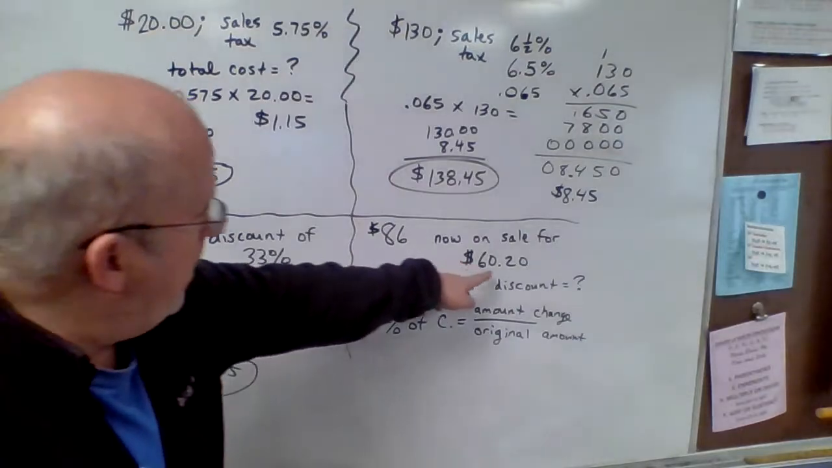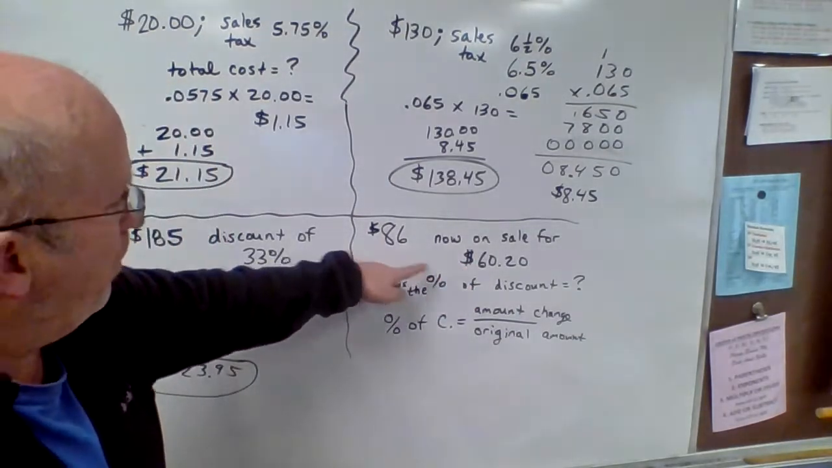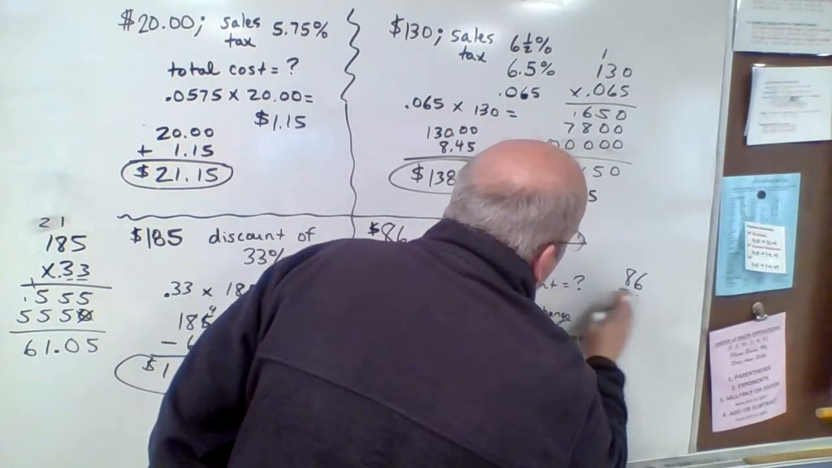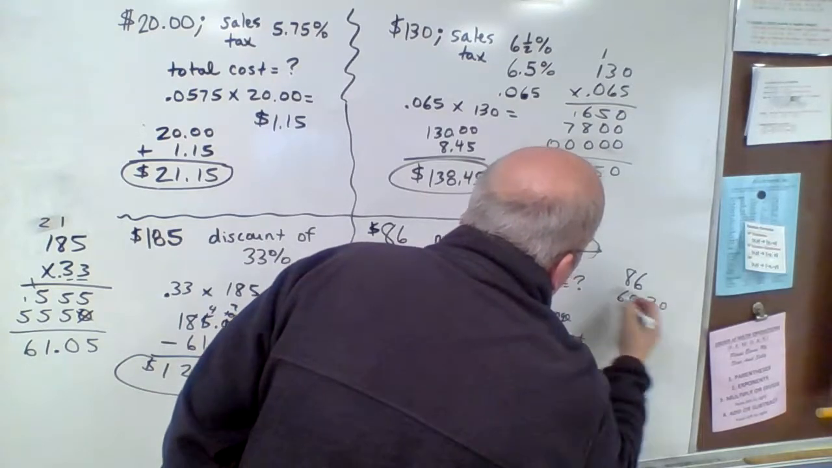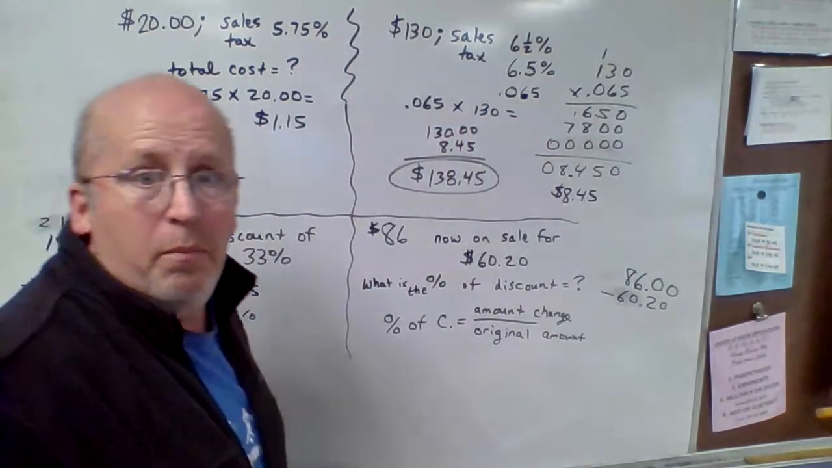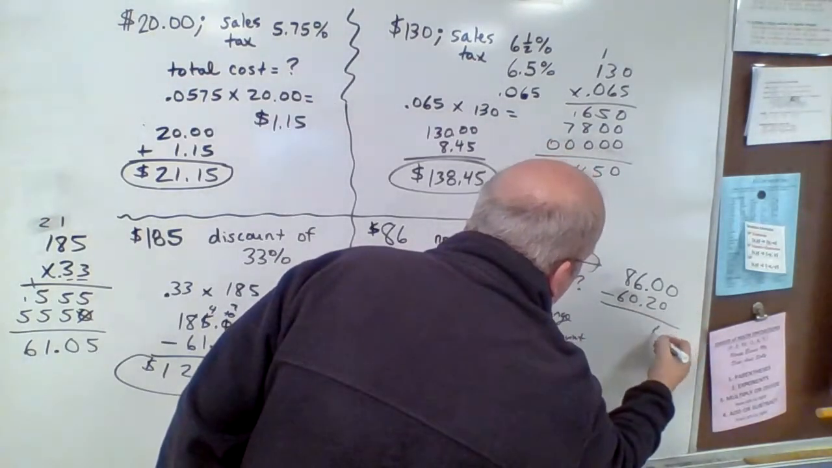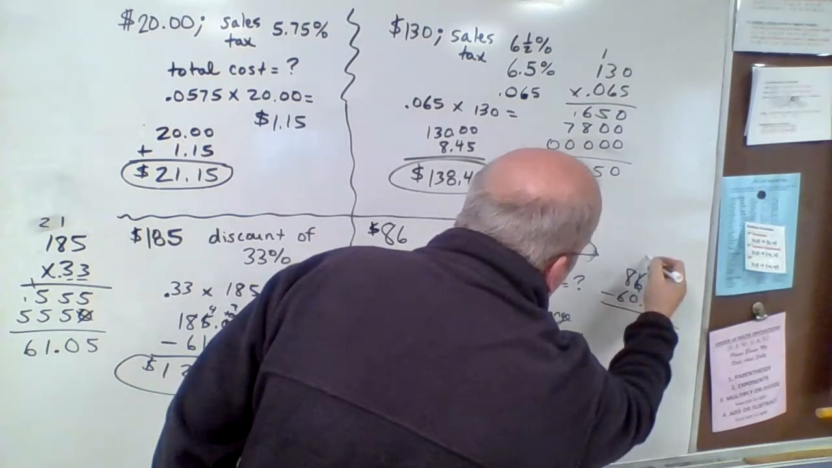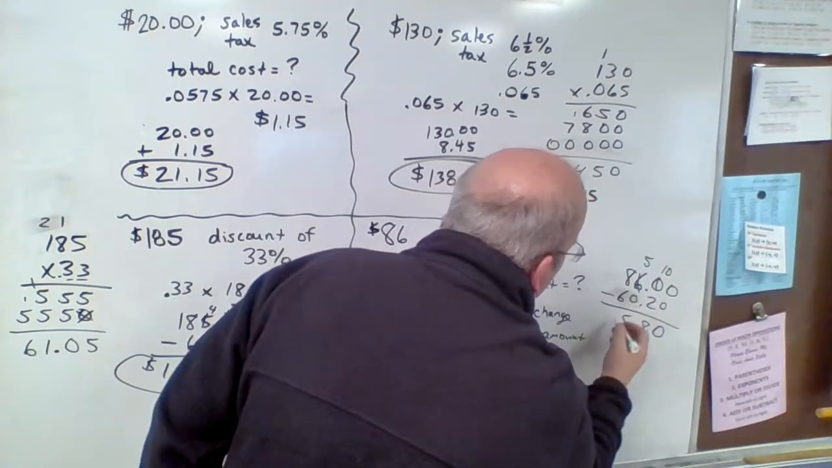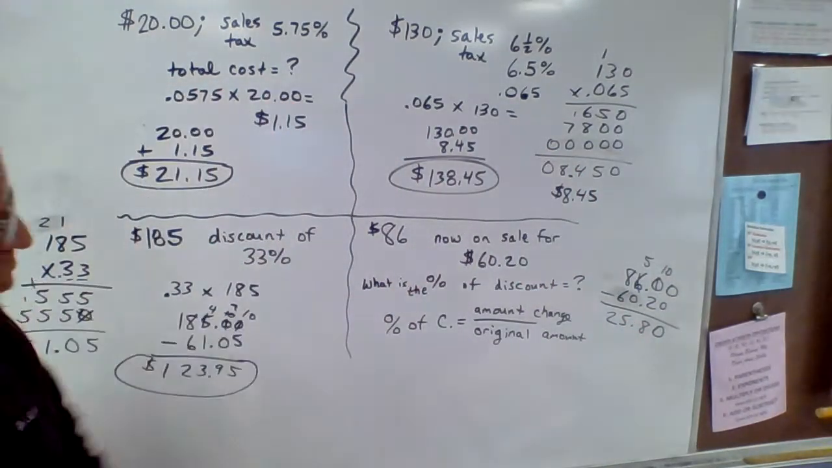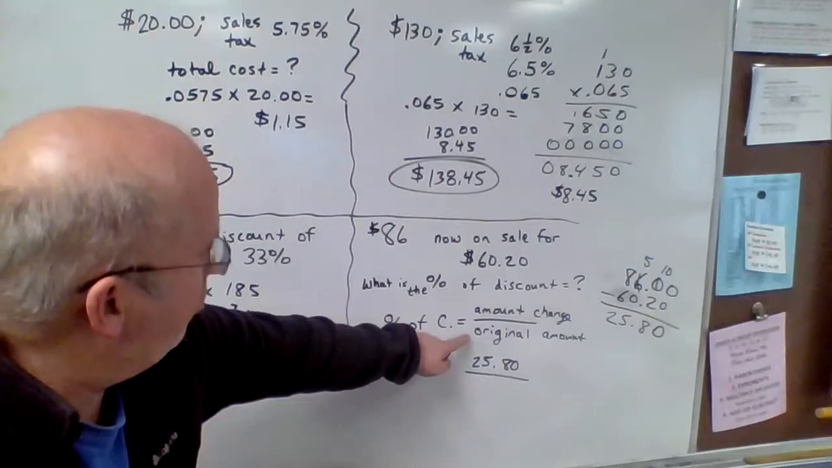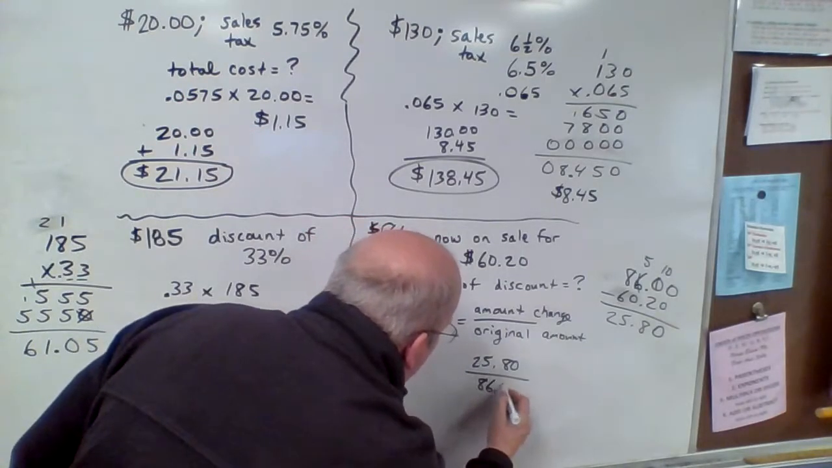What was the amount of change here? We went from 86 to $60.20. Well, in order to find the amount of change, we're going to have to do a subtraction problem. 0 minus 0. Uh-oh, can't do this. We'll borrow next door. 10 minus 2. 5 minus 0. 8 minus 6. We get an amount of change of $25.80. The original amount was $86.